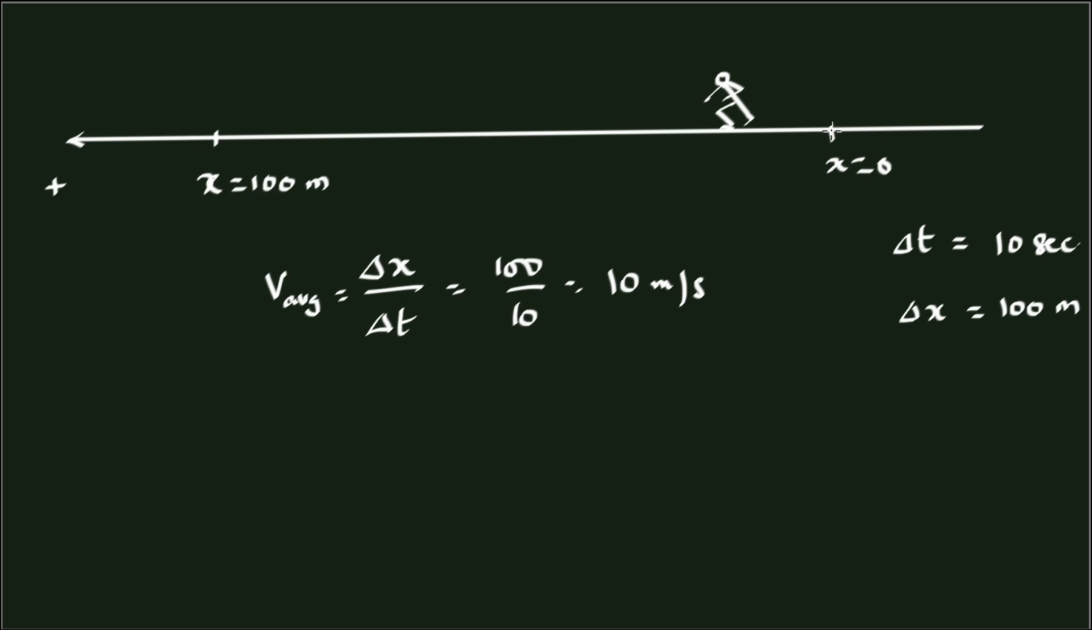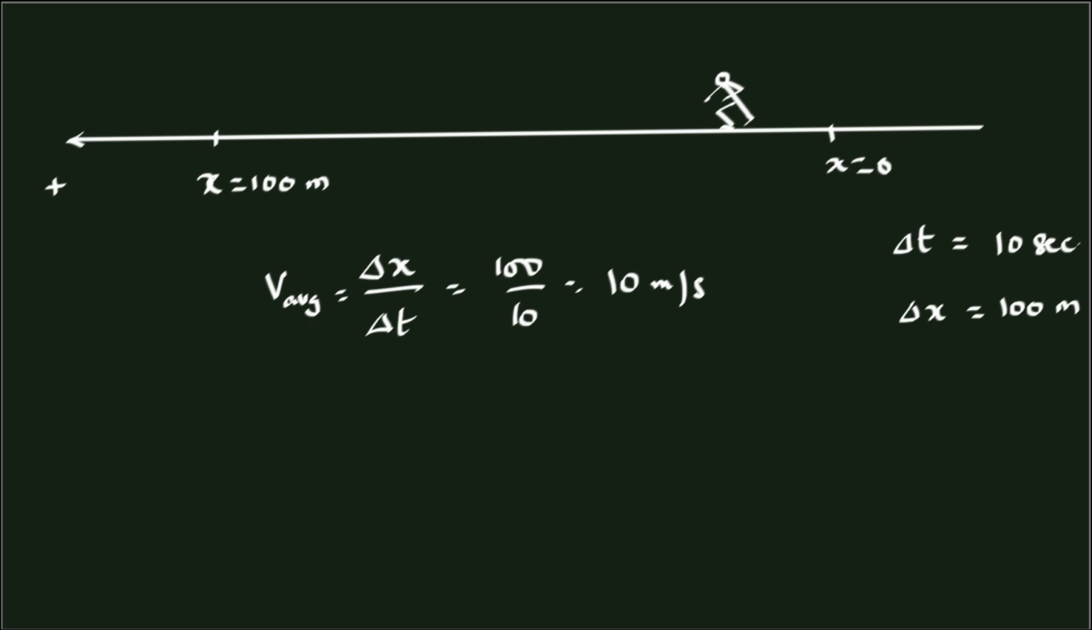Now we know that he starts from rest. He picks up speed. At some point he is moving at 5 meters per second, then 6 meters per second and 7 meters per second. His velocity is changing in magnitude. And when he finally reaches the 100-meter point, he is slowing down, maybe moving only at 8 meters per second.